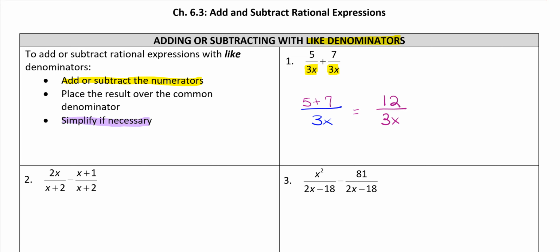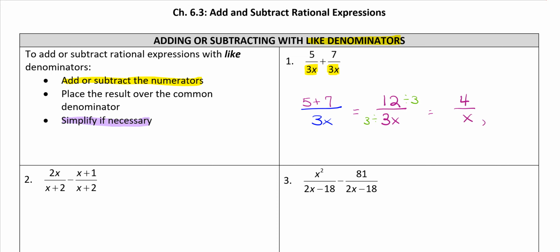So now we have to simplify, if possible. And notice that 12 and 3 can both be divided by 3. 12 divided by 3 and 3 divided by 3, which would give us 4 over x. And that is simplified as far as we can go.